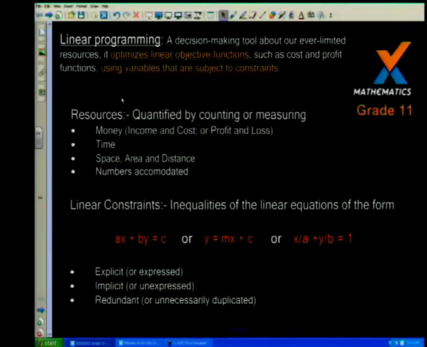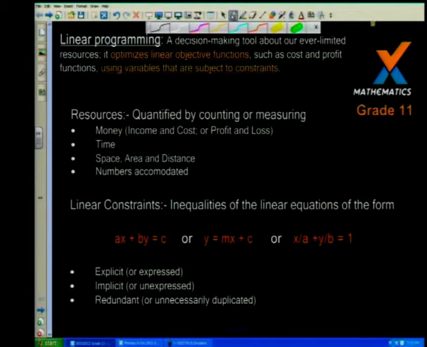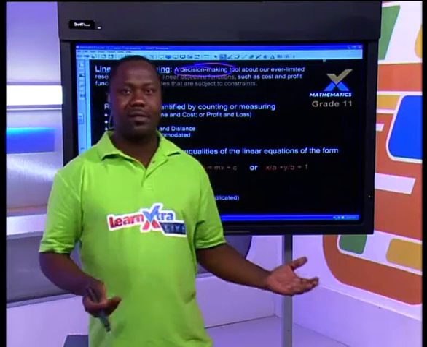I've defined it here as a decision-making tool about our ever-limited resources. The kind of resources that we have is typically money, time, space, and the quantities that you can accommodate in space and all those kind of things.